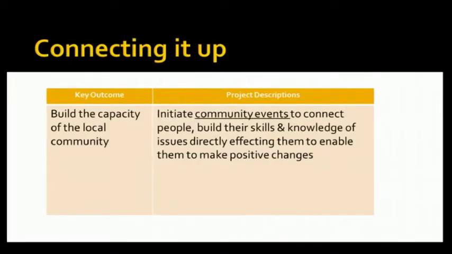Correct. Thank you. Okay. So in this case, we'll go back to the example we had from the previous episode where we were talking about the priority project being community events. So we start off by looking at the key outcome that connects to, and in this case it's building the capacity of the local community. Then we need to have a project description in there.